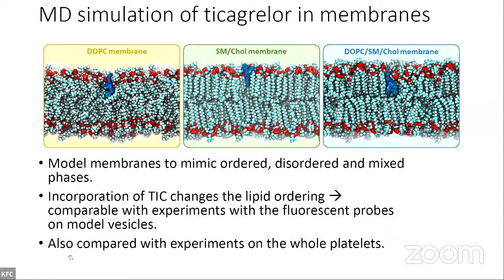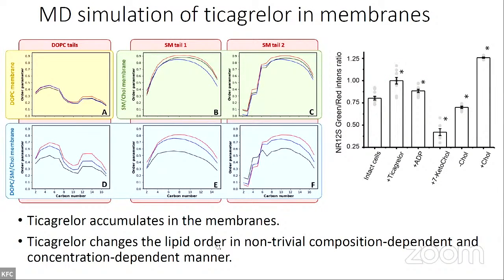And we also compare this with experiments on the whole platelets. So that's what we get in terms of the membrane order. Here you see the DOPC lipids, single-membrane lipids, and the order of the tails. And DOPC, both tails are the same, so you can see the average here. For single-membrane, the tails are different, so we have different plots. But the trend is the same everywhere.